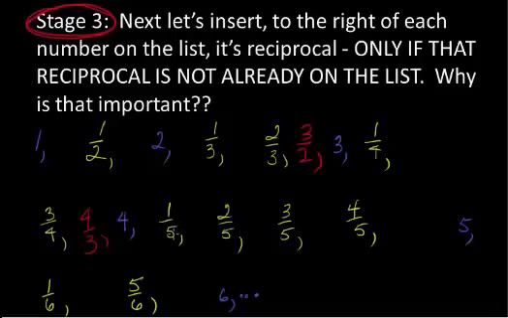1/4, we don't need. 5, we don't need. 5/2 is not on the list, so on it goes. 5/3, we need. 5/4 is not on the list. 1/5 is. 6 is on the list. 6/5 is not on the list. And 1/6 is on the list, and so on. So I hope you see, this list, I'm just showing you enough of the list so that you can understand how the entire list is made.